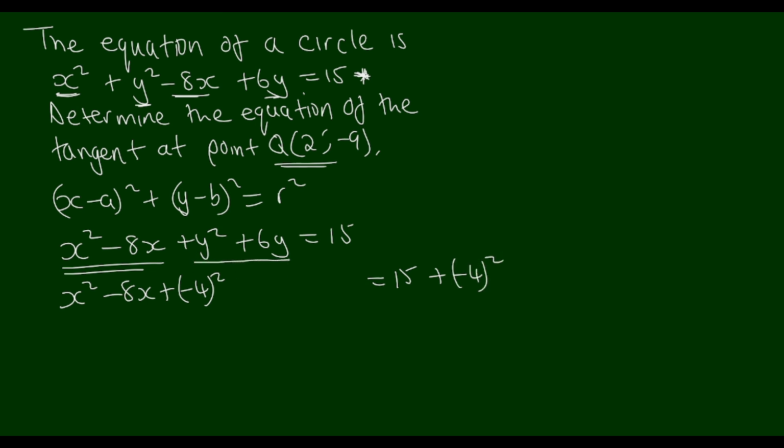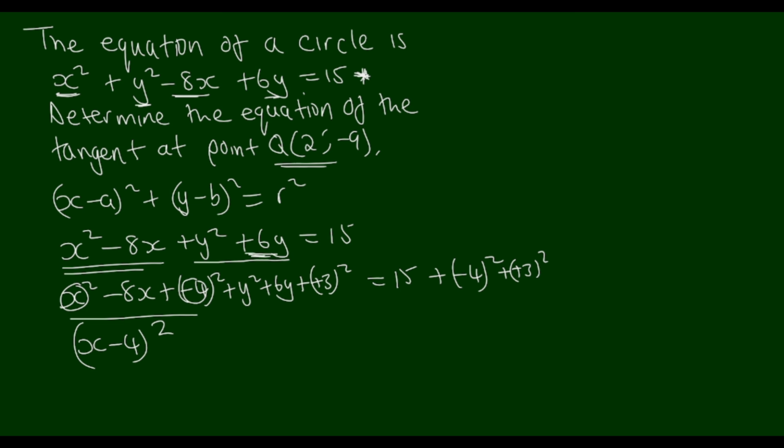Then the ones with y: plus y squared plus 6y. Half of positive 6 is what? Positive 3. So add positive 3 squared. This makes it easy to factorize. For the first part, just take the x and the negative 4 and form your bracket: (x minus 4) squared. That way you don't do the long way of finding the trinomial and finding the factors. This is a shorter way of factorizing the first part.